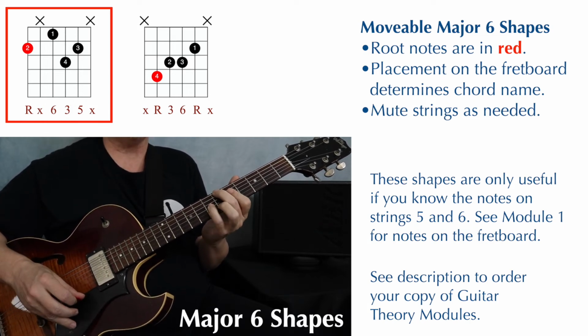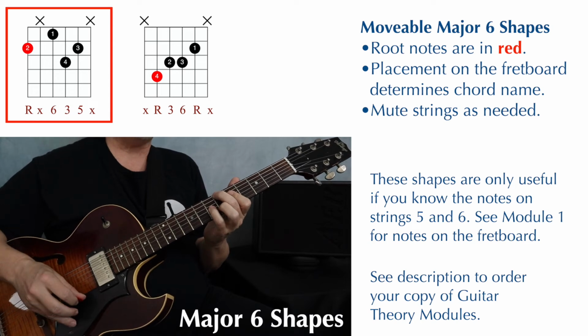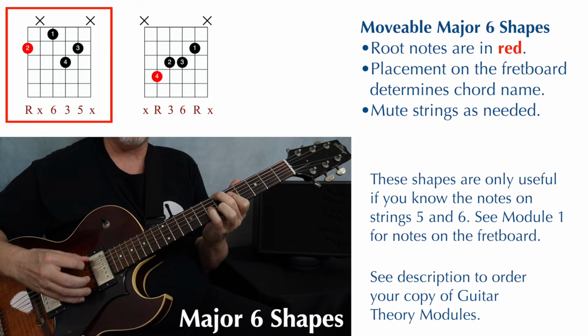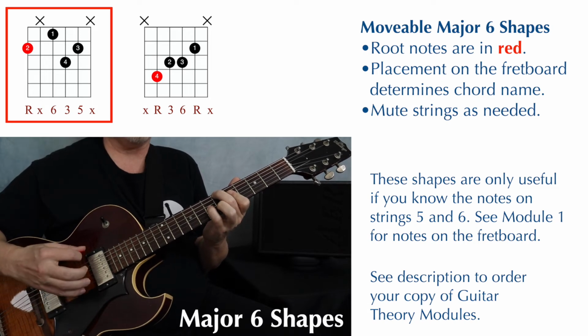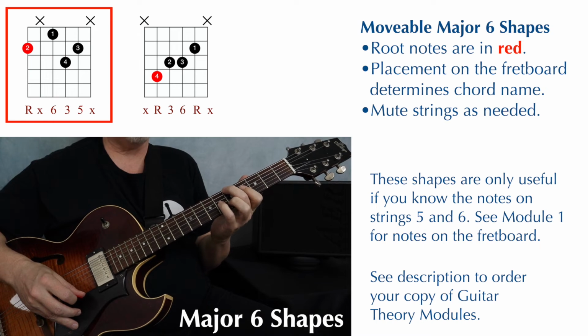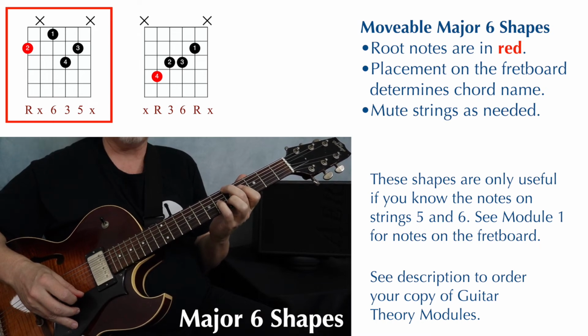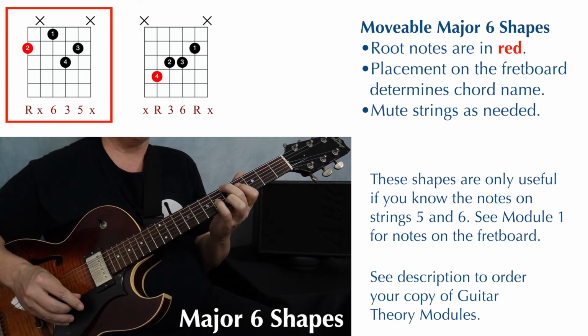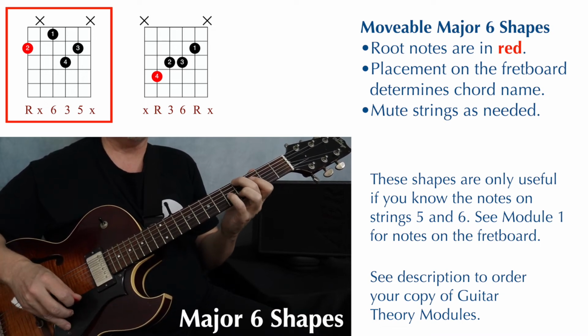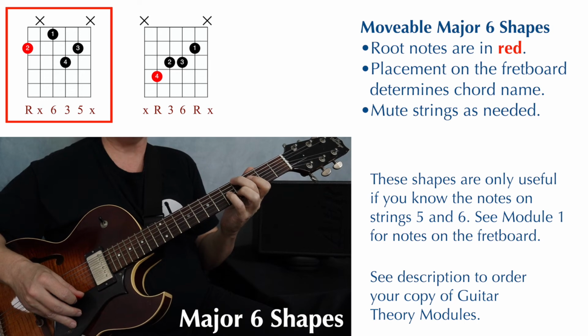Now this is a movable shape. This happens to be a B flat 6 that I'm playing because I'm placing the root of the shape on the B flat, string 6, fret 6. If I were to move everything down a fret so the root is now on the 5th fret of the 6th string, which is an A, now it's an A major 6 or A6. And if I move down one more fret, it's an A flat 6.